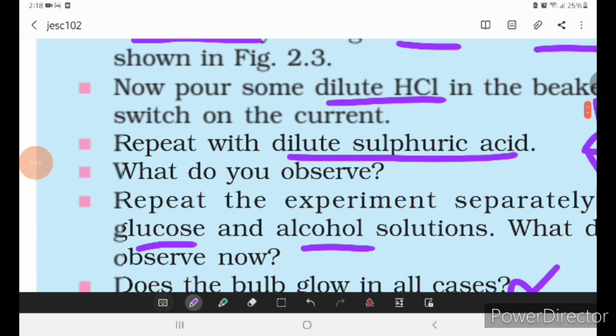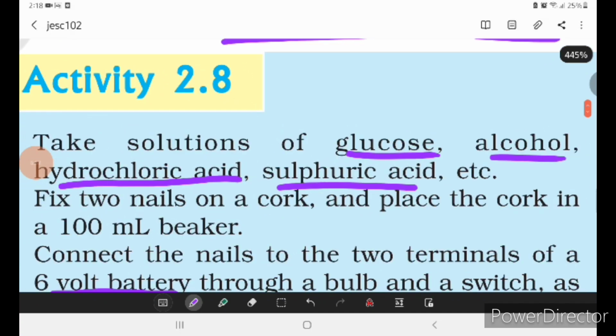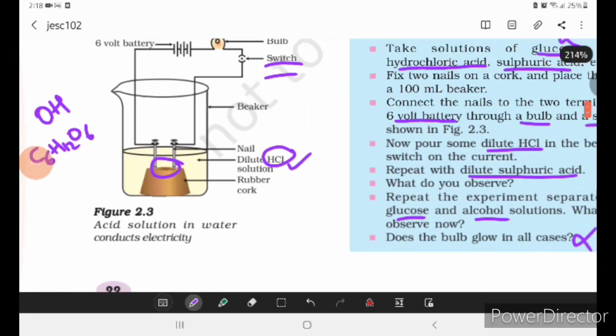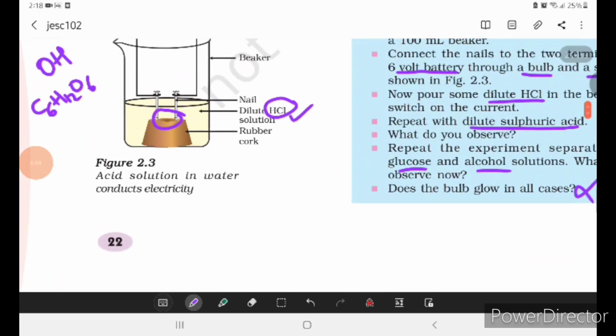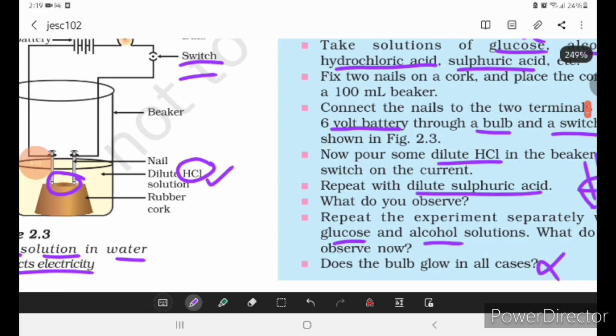It only glows in the case of hydrochloric acid and sulfuric acid. It doesn't glow in glucose and alcohol solutions when the current is switched on. Figure 2.3: acid solution in water conducts electricity. I'm just revising the activity.